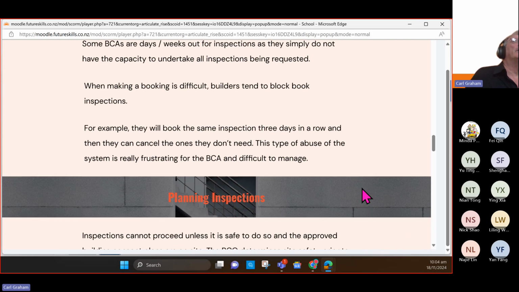For example, they will book the same inspection 3 days in a row, and then they'll cancel the ones they don't need. And some of the guys forget to cancel.